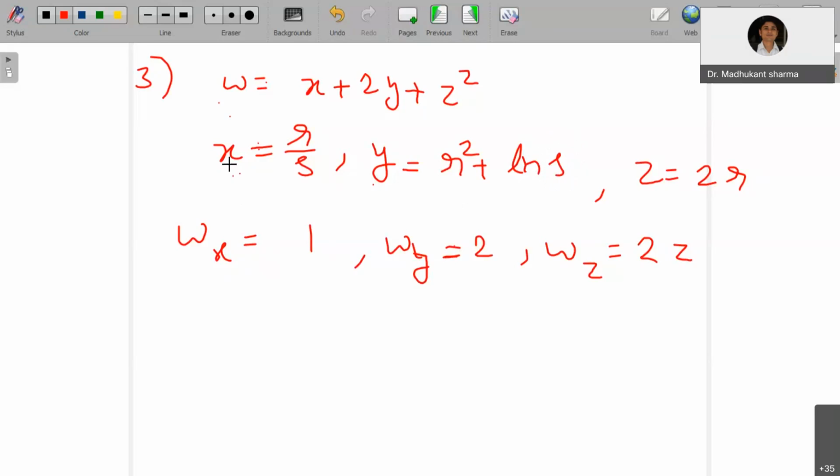Similarly, here x equals r by s. This is a rational function. Both are continuous. It's only discontinuous at the point where the denominator vanishes, s equals 0. So let's consider that all the things are fine, meaning the domain is chosen in such a fashion that there is no trouble here. Then you can proceed with x, y, and z.